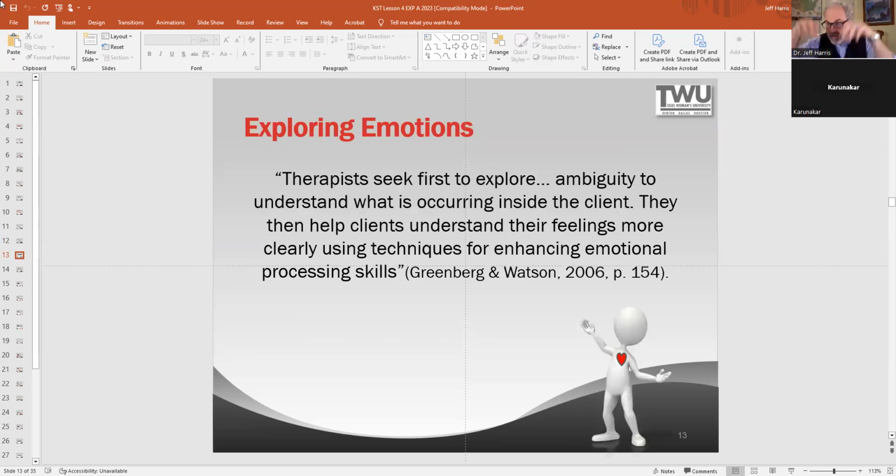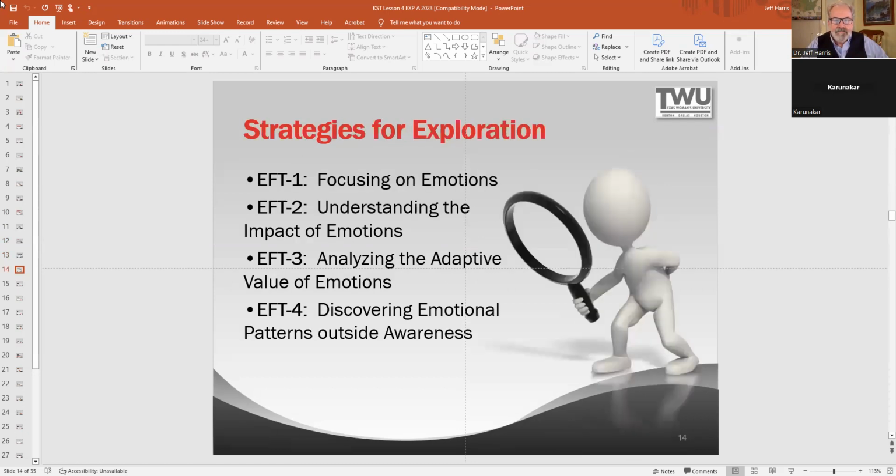So today we're focusing on exploring emotions. So Greenberg and Watson, in the book on EFT applied to depression, said that therapists seek first to explore ambiguity to understand what is occurring inside the client. They then help clients understand their feelings more clearly using techniques for enhancing emotional processing skills. So we're going to be doing these 4 strategies today, starting with focusing on emotions.